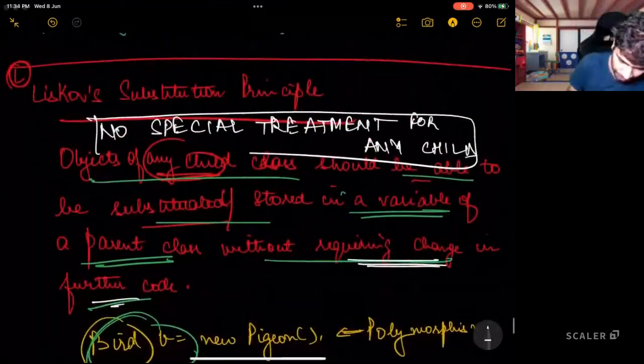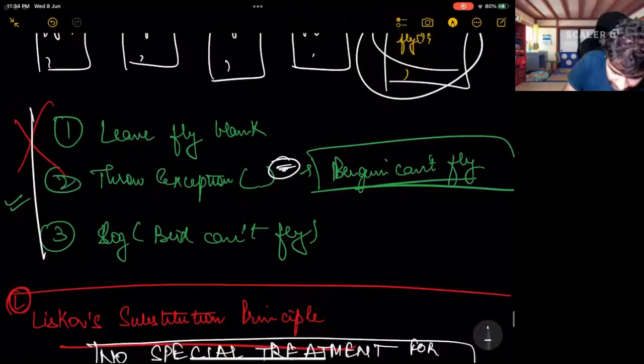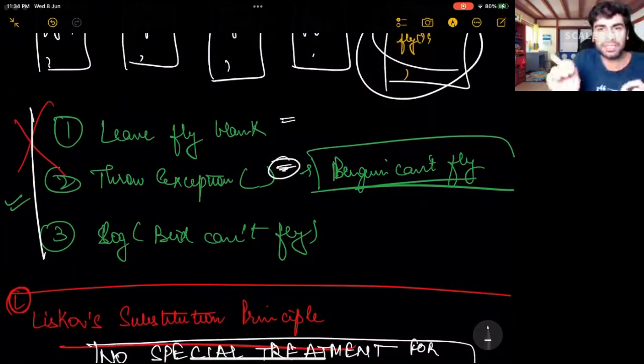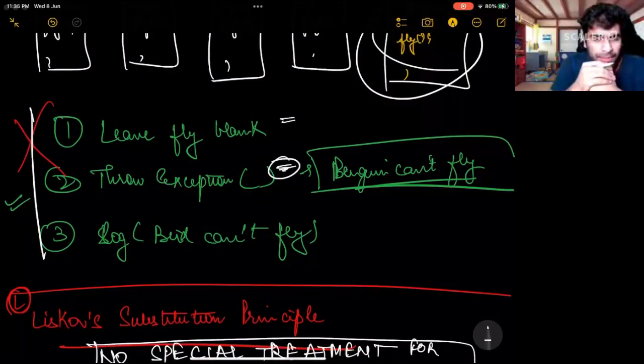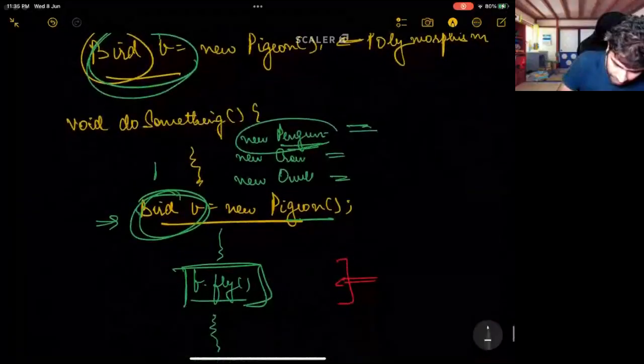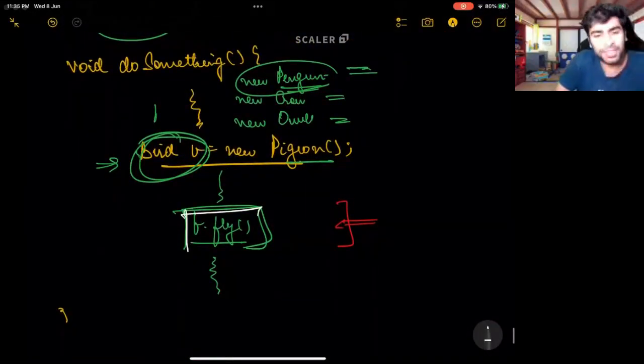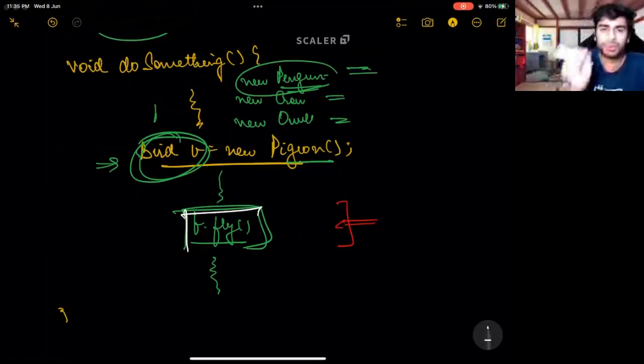Anyways, now you are clear with this. If I leave the fly method blank, do you think it is also a violation of the Liskov substitution principle? What about leaving fly blank? It can also be. For example, let us say now you call b.fly. You will expect that the bird is flying. Now let us say in your code base you have called bird.fly, and somehow you see that the bird is not flying.